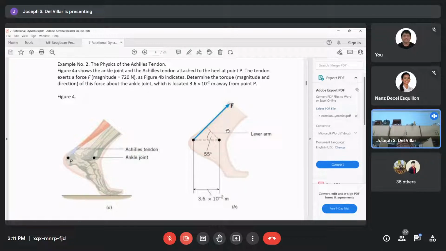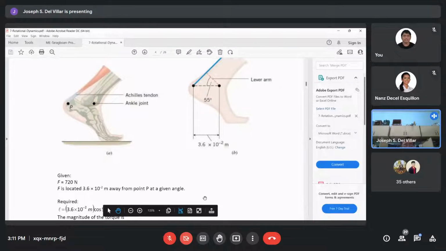So if you look at the right triangle, this lever arm is one of the legs. And the hypotenuse of this small right triangle, this hypotenuse is 3.6 times 10 to the negative 2. Okay? So write all the given. So the force is given. Then the location of the force is 3.6 times 10 to the negative 2 meter away from point P.